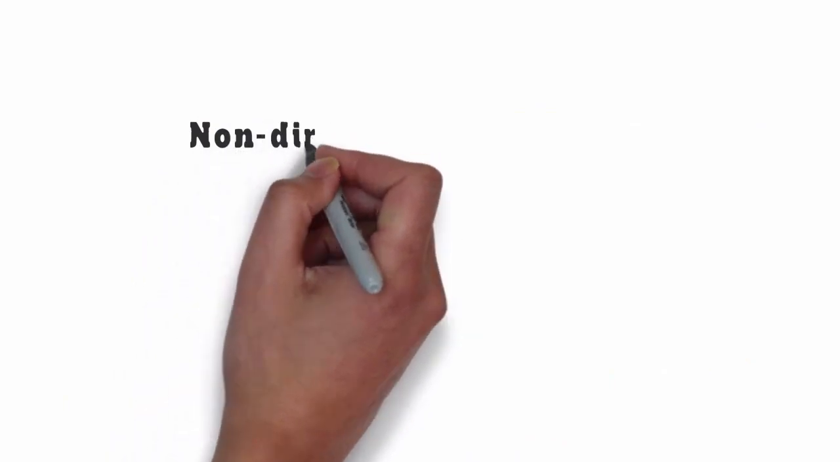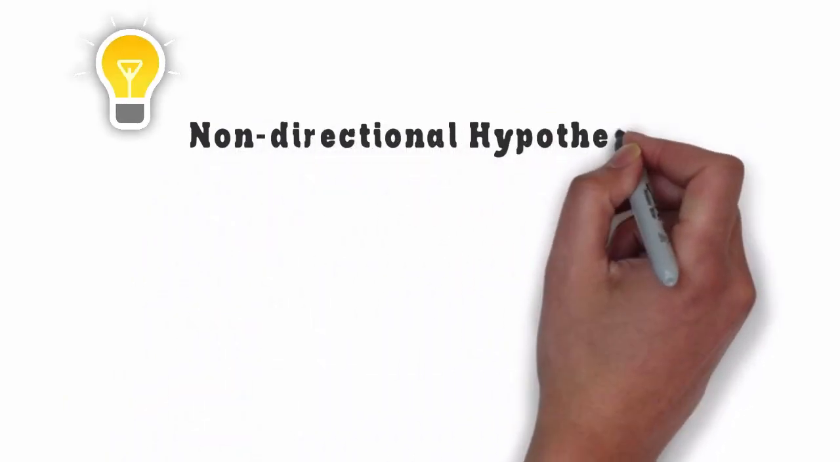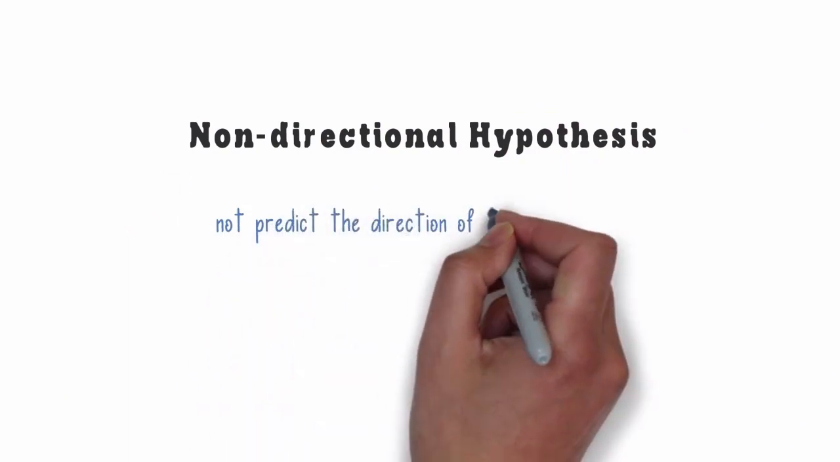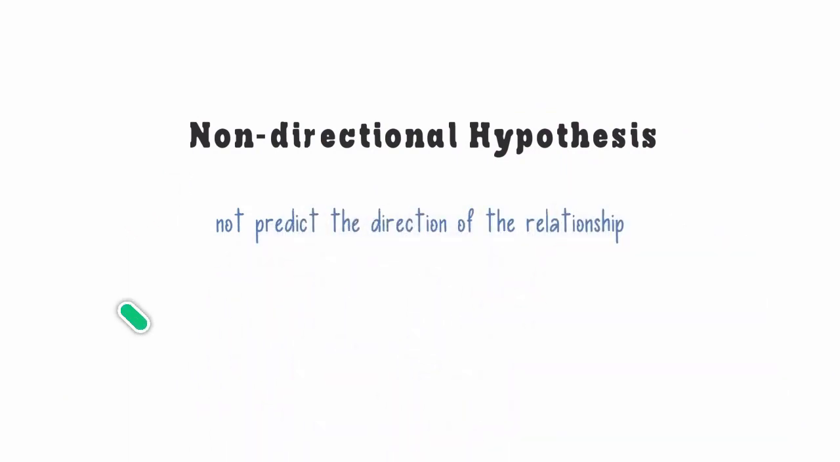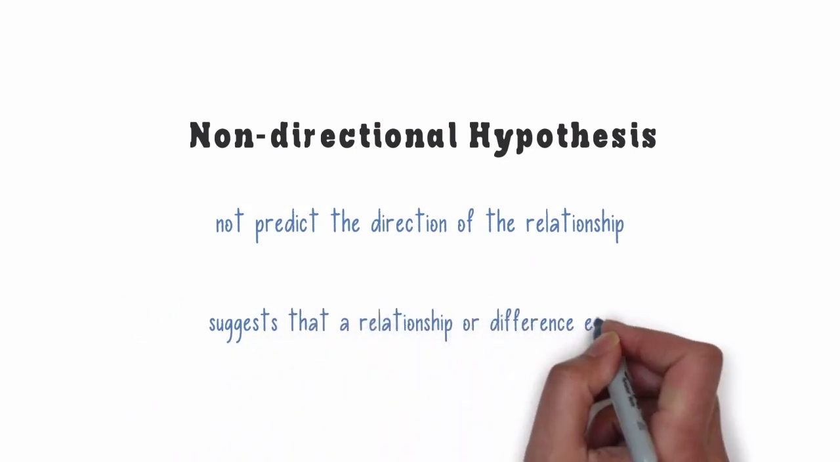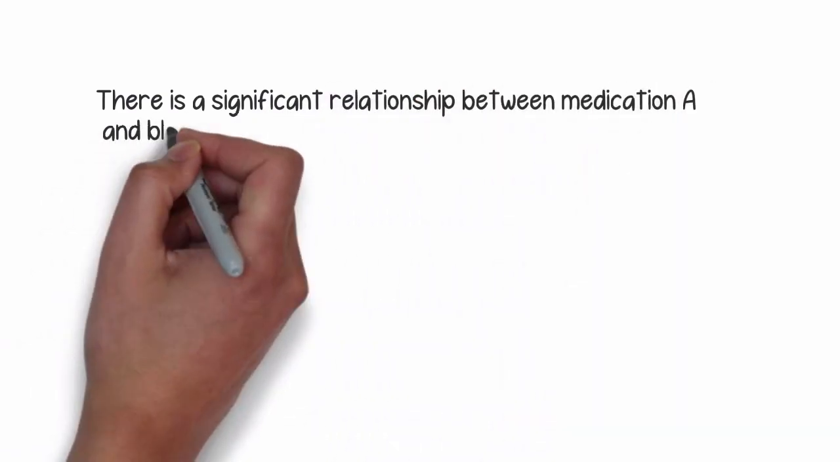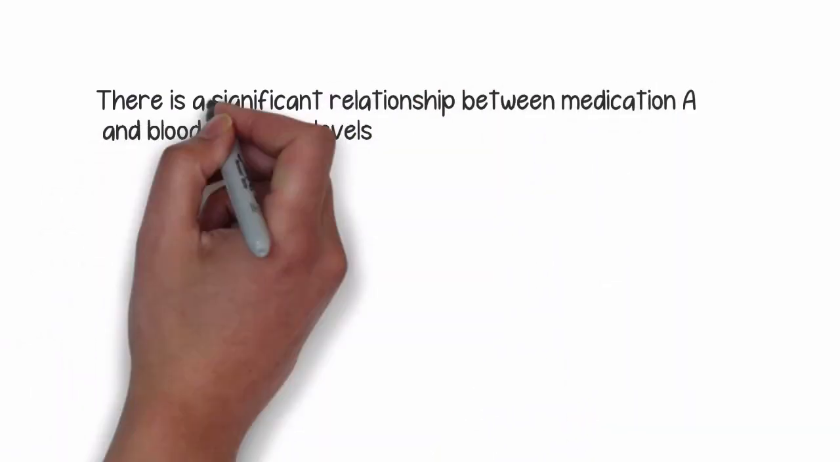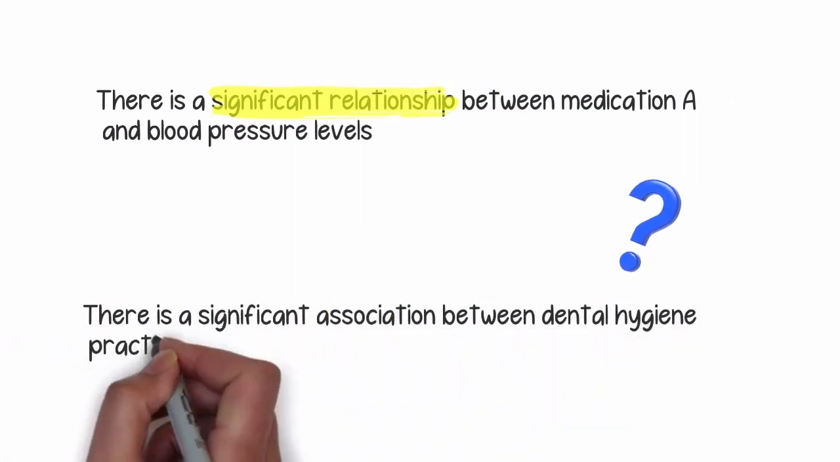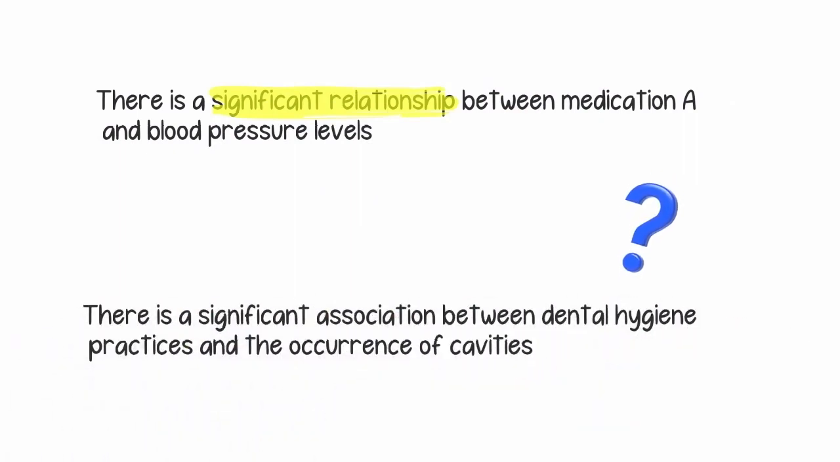Non-directional hypothesis. This hypothesis does not predict the direction of the relationship or difference between variables, as mentioned in the previous type. It only suggests that a relationship or difference exists. Check this. There is a significant relationship between medication A and blood pressure levels. There is a significant association between dental hygiene practices and the occurrence of cavities.